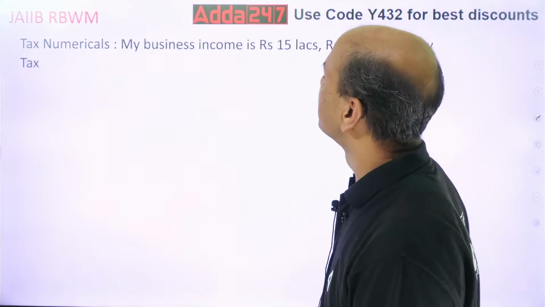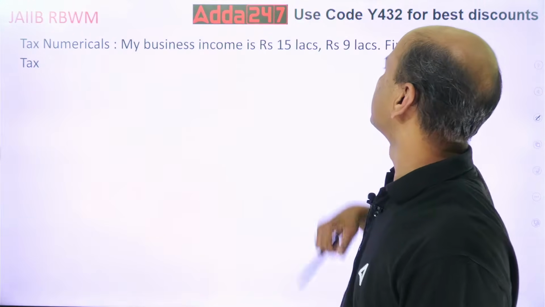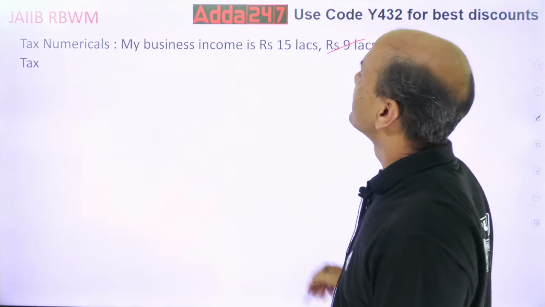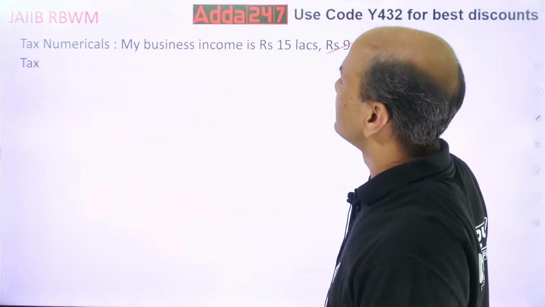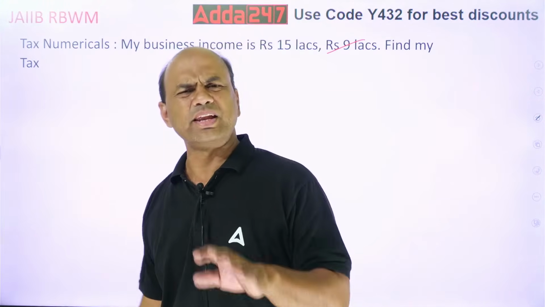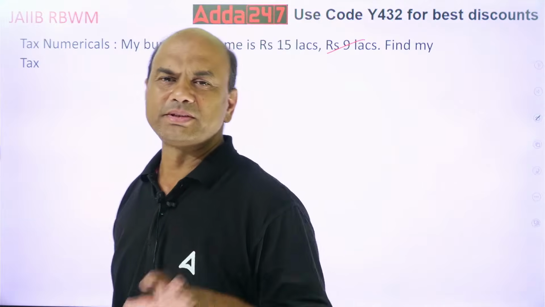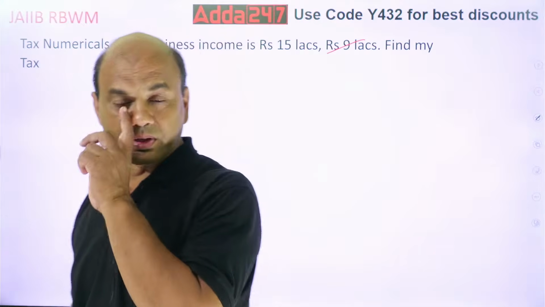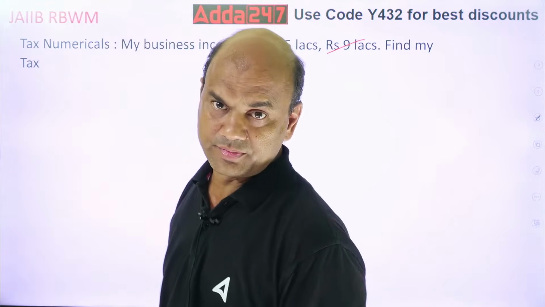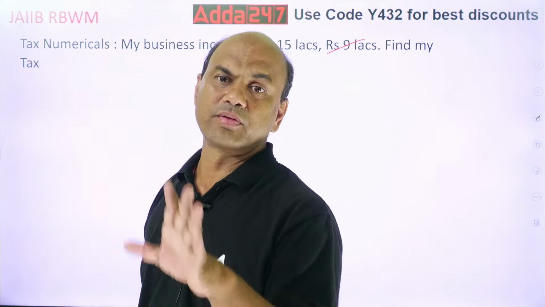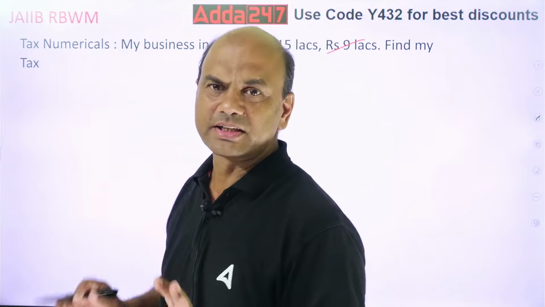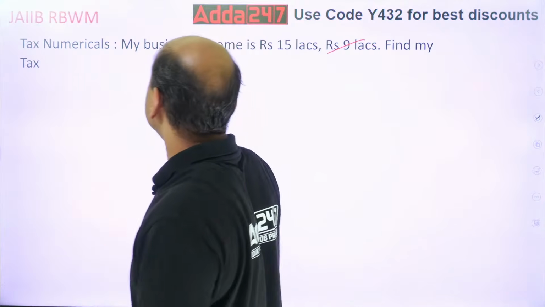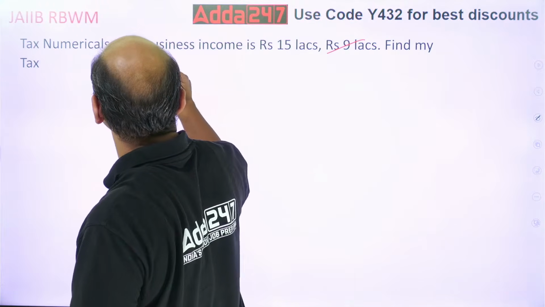tax numerical. My business income is 15 lakhs. Find my tax. So very simple. Now, those who are in the paid class, in the morning I took it, right? So I'll just give you an idea. It's a table, right? Table of 4 and table of 5. Clear? So what is the tax bracket? It's a revision for you, everyone.